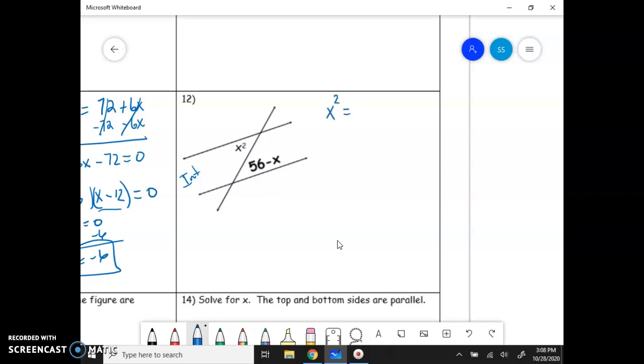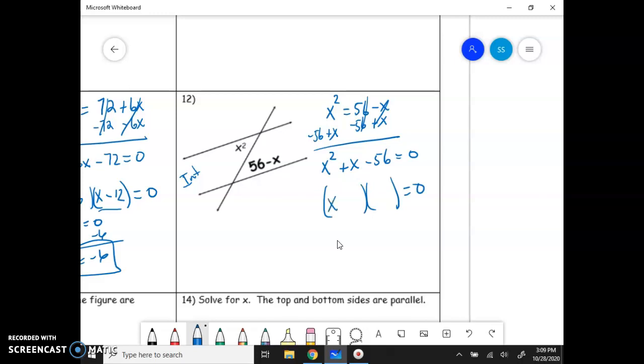So again, we're going to set these up equal to each other. Set it equal to 0, so I'm going to have to subtract 56. I have to add an x, right, to eliminate it over here. To do it to one side, you got to do it to the other side. So I'm going to be left with x squared plus x minus 56 is equal to 0. And now you guys can try to factor this out, okay?